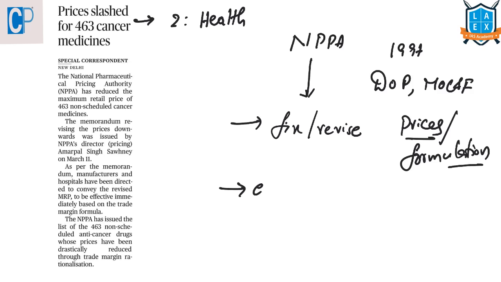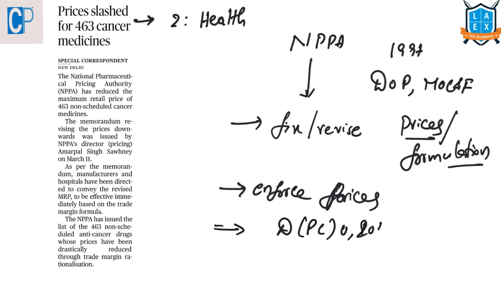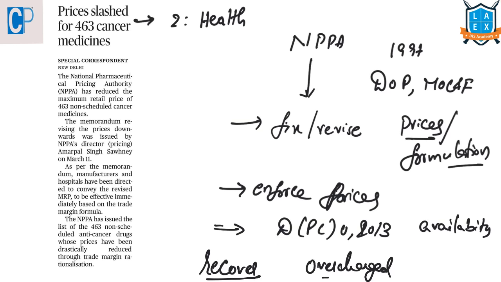This will enforce the prices and it will make sure that the drugs are available according to the Drug Price Control Order of 2013. It will make sure of the availability of medicines, and it is the responsibility of this authority to recover the amount if the manufacturer has overcharged for the drug. Then this authority will recover it from the manufacturer.